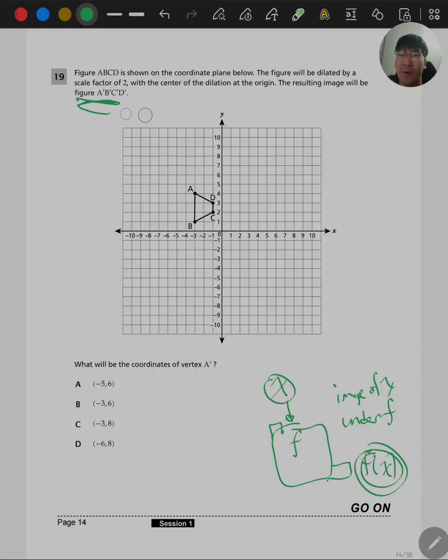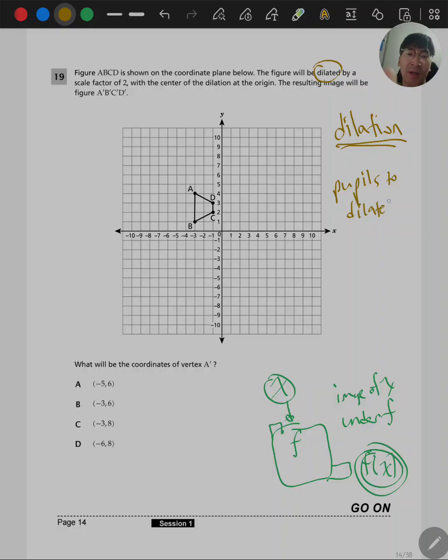Okay, so the important word for this example is dilated, okay? Dilation. So think about how you remember this. This means like shrinking or scaling, okay? So it's either stretching the picture or shrinking it, okay? And the way you remember this is, think about this phrase. What does it mean for your pupils to dilate, okay? It's getting bigger, right? Or something like that. But here, the dilation could also refer to something smaller. Okay, so what will be the coordinates of vertex A prime?